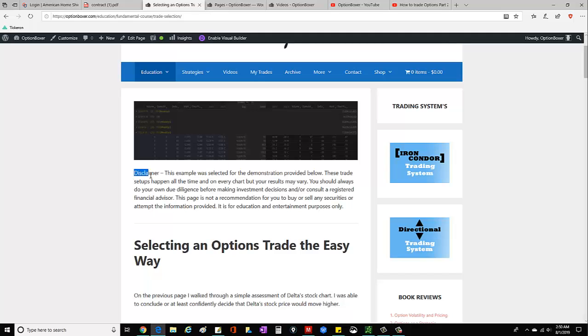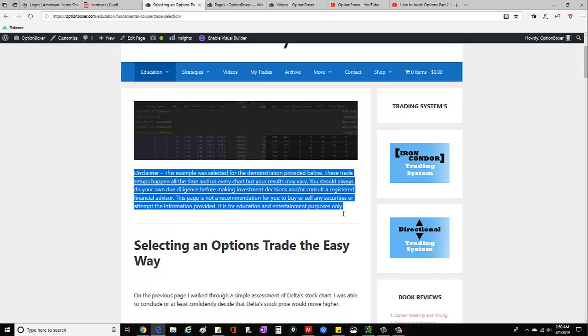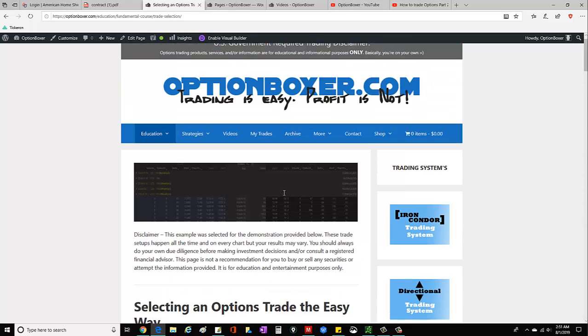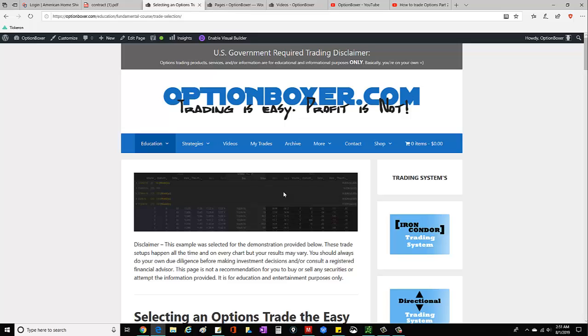So the disclaimer is this example was selected for the demonstration provided below. These trade setups happen all the time and on every chart, but your results may vary. You should always do your own due diligence and your own research before making investment decisions, and or consult a registered financial advisor. This page is not a recommendation for you to buy or sell any securities, neither is this video, or any of the information provided. It is for educational and entertainment purposes only. You are on your own out there.